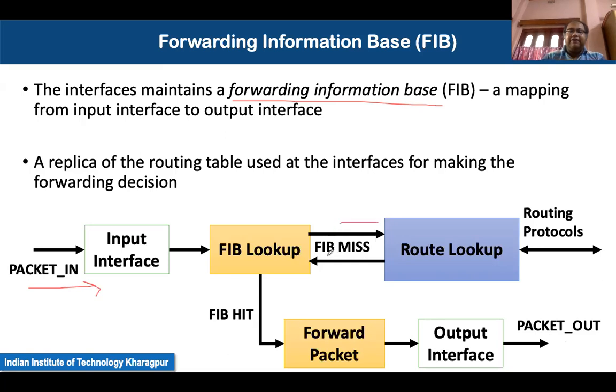And if there is a FIB miss, in that case, you do a route lookup, look into the routing table. That routing table may in turn run the routing protocol to find it out, and then get that information to the forwarding information base, and then forward the packet to the output interface. So that means this forwarding information base, you can say, is a local cache of the routing table at the network interface which is connected with every router.